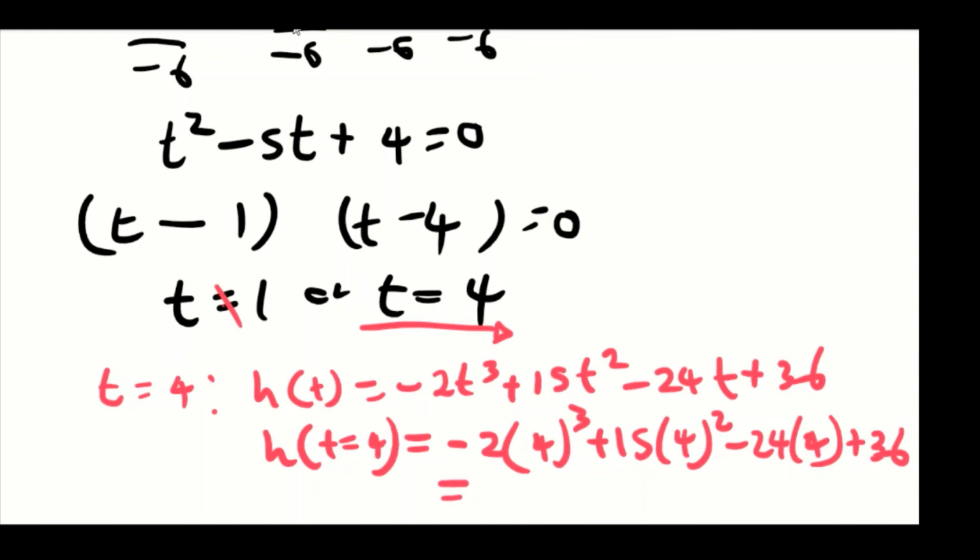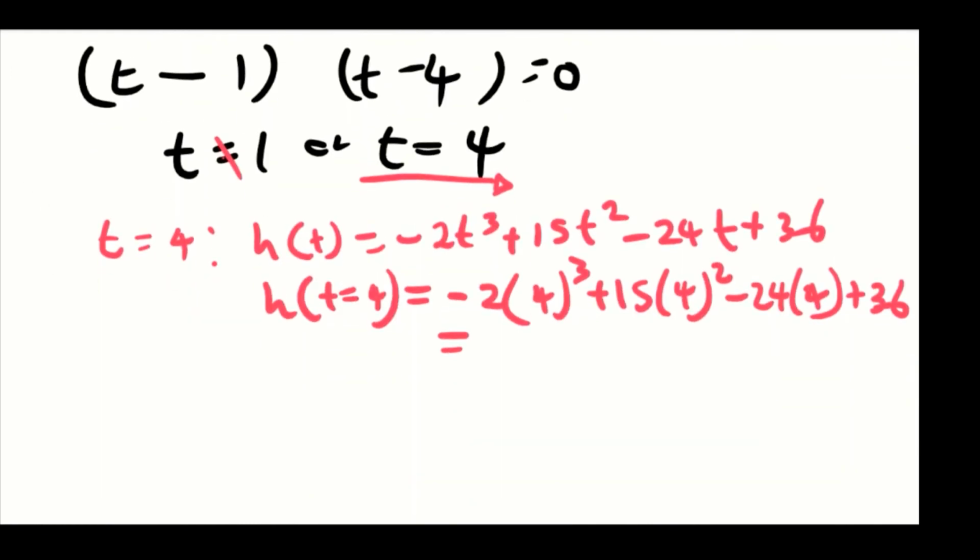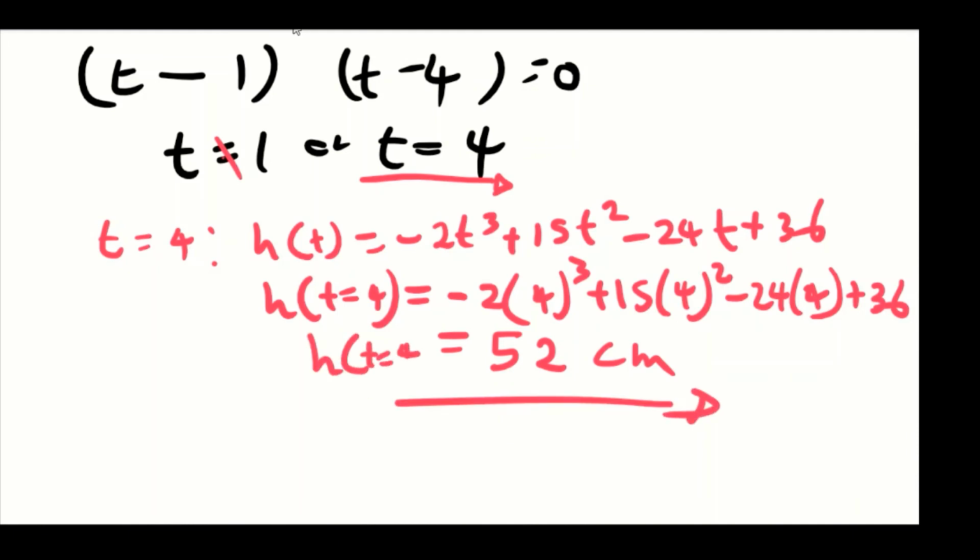So the maximum height, just punch this into your calculator, you should get 52 centimeters. Remember, the height is measured in centimeters, so the height at t equals 4 is 52 centimeters. So yes, we are done with this question here.